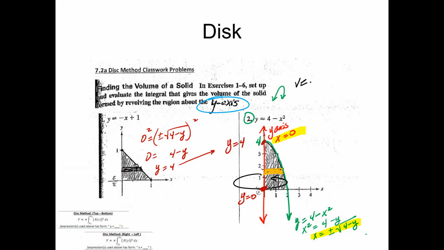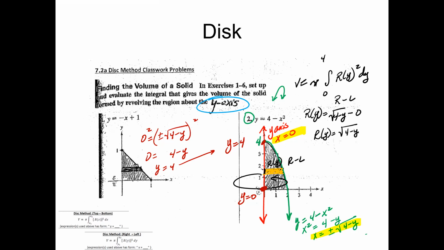Volume, the equation is volume is equal to pi integral from 0 to 4 of r of y squared dy. So your r of y is going to be the side here. It is going to be from right minus left. So the right side is touching the green line, and that green line is x equals the square root of 4 minus y. Minus the left, it's touching this red line, which is x equals 0. So r of y is just square root of 4 minus y.